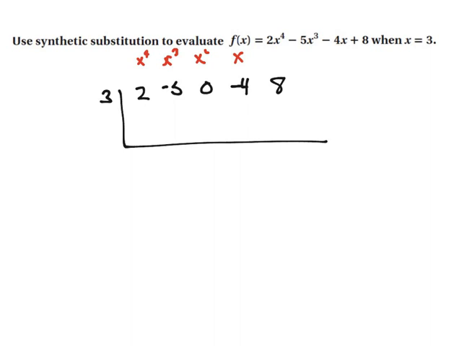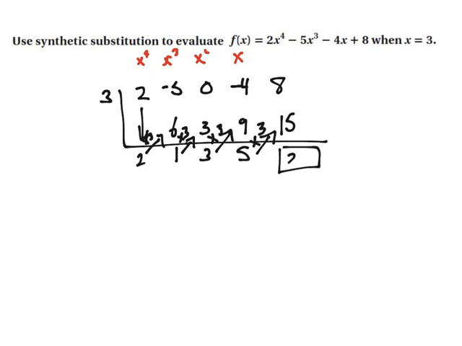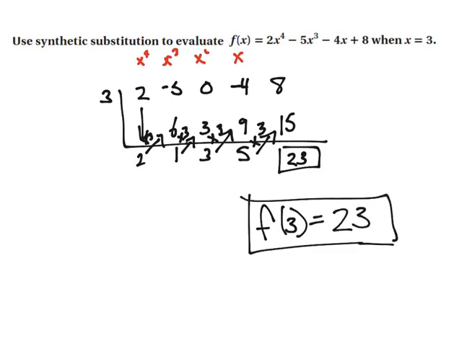How this works is you drop the first value, then you multiply it by 3, and you end up with 6, and then you add -5 and 6 and you get 1. Then again you multiply it and you get 3, and you add and you get 3. Then you multiply it by 3 again and you get 9, you add and you get 5, and you multiply it again and you get 15, and 8 plus 15 is 23. So the solution of f of 3 is 23, which was what we got on the last page, a lot quicker than typing it into my calculator.